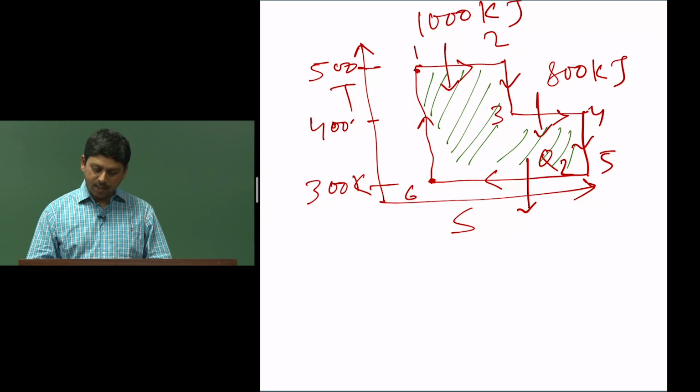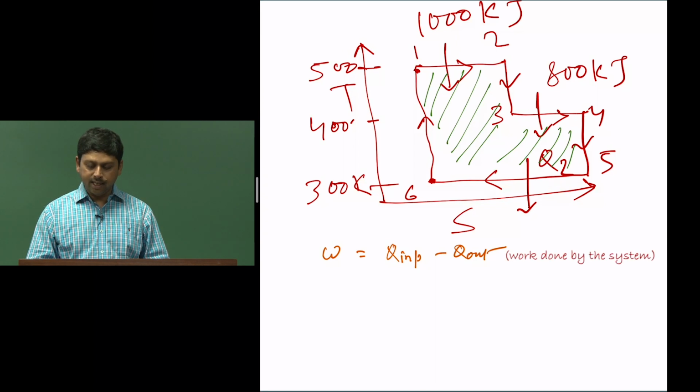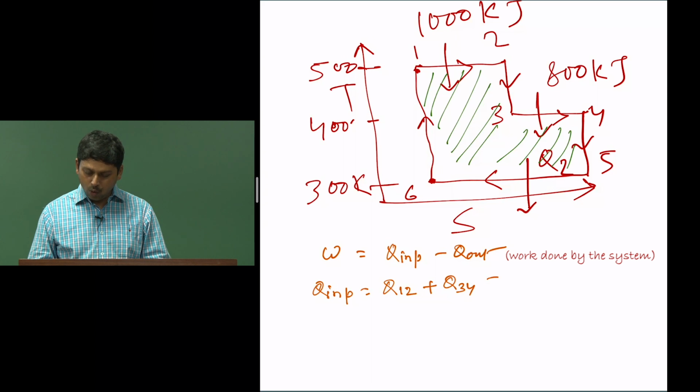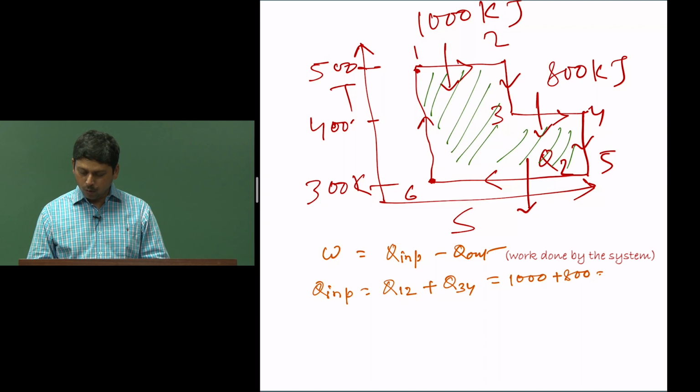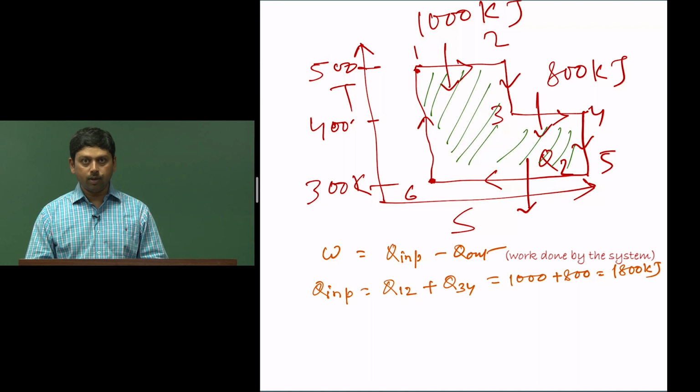Another thing that we can already mention is that the work done in the process is the total heat input minus total heat output. Heat input is already given, because heat can come through only two steps, 1 2 and 3 4. So, Q input is nothing but Q 1 2 plus Q 3 4. Q 1 2 is given as 1000 and Q 3 4 is given as 800, which makes it 1800 kilojoule, that is given. All that we need to calculate is the 5 6 part, that means the area under this particular curve 5 6, that is what we have to calculate.